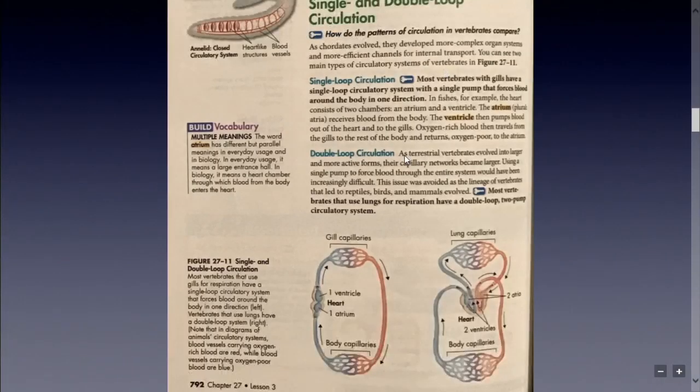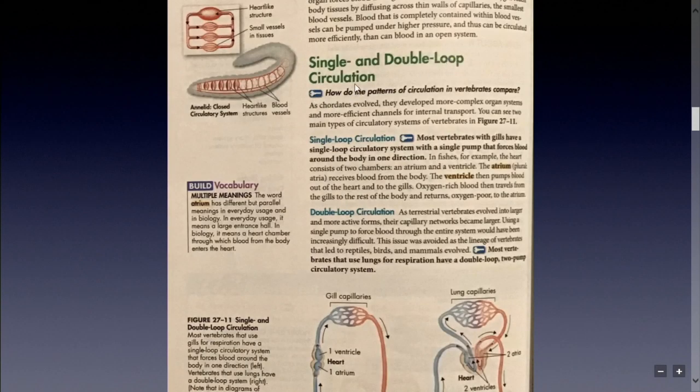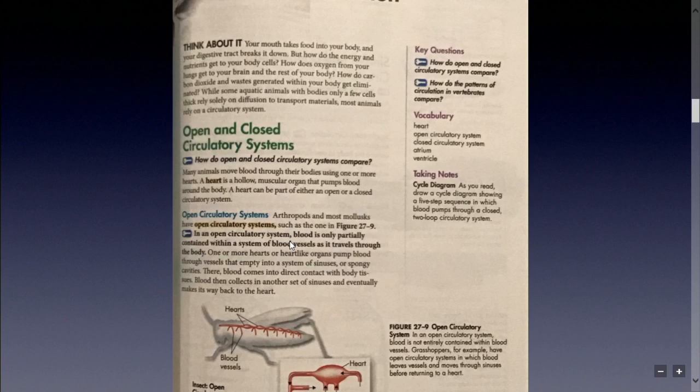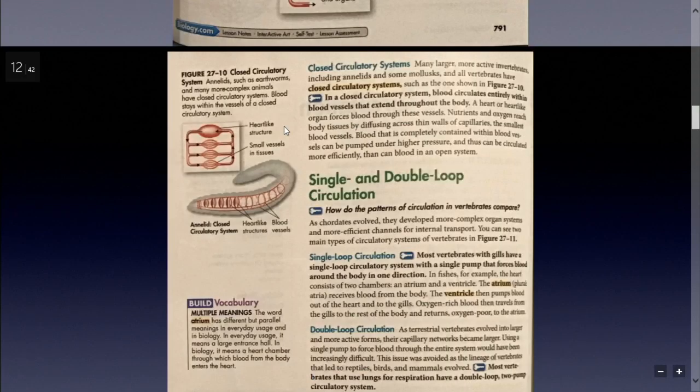That being said, let's look at single and double loop circulations. When we talk about single loop and double loop circulation systems, we're talking about vertebrates. So we're going to forget now about invertebrates and we're tossing the open circulatory system away. We're not even talking about that, it's super simple. We're not dealing with that anymore. We're strictly talking about closed circulatory systems.